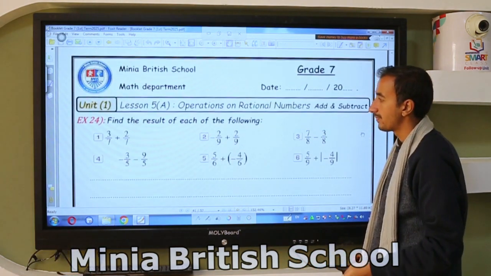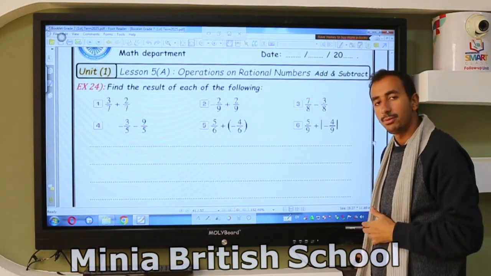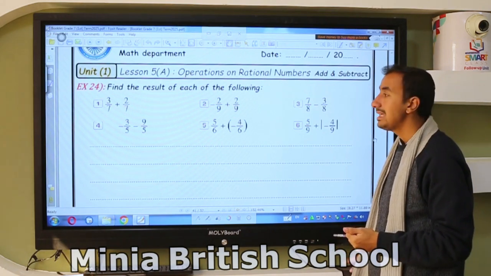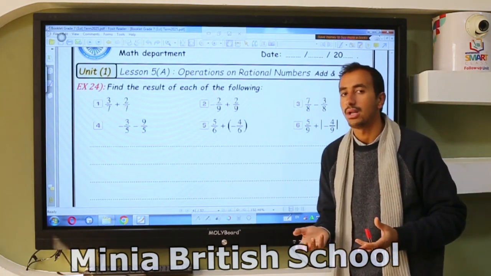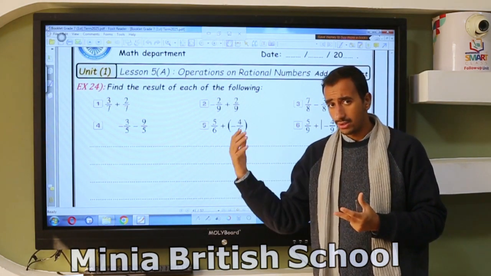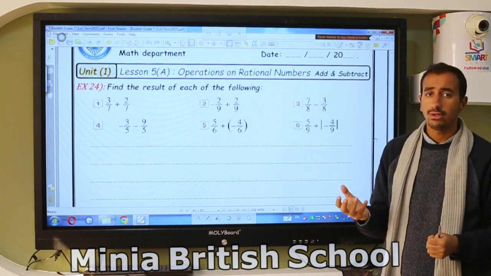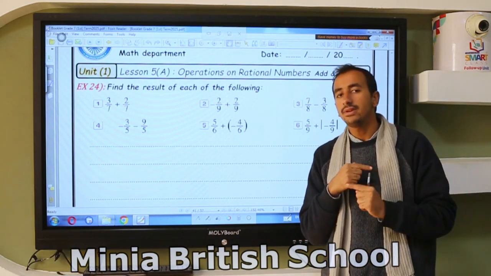Operation on rational numbers is the same as for operation on integers in addition and subtraction, but the difference between them is that here I have the fraction, but with integers I have the whole number. The difference between the operation on integers and operation on rational numbers: operation on rational numbers in multiplication has a multiplicative inverse.